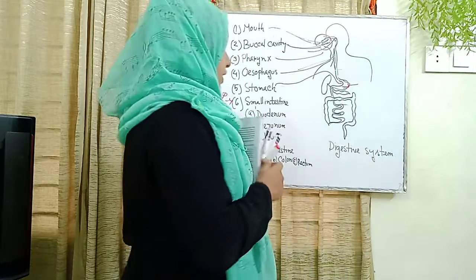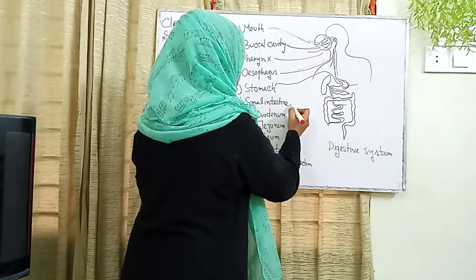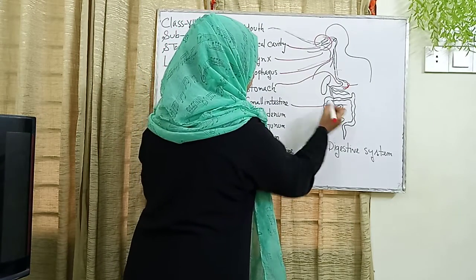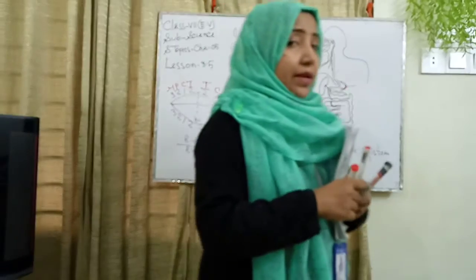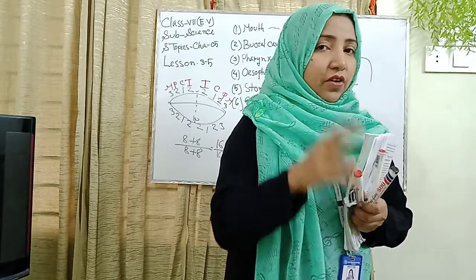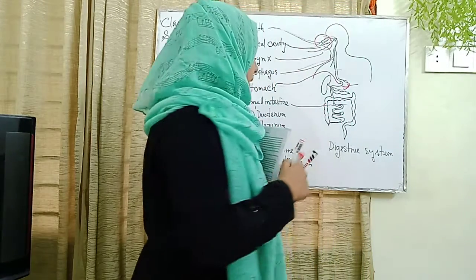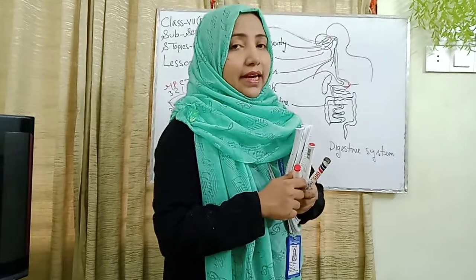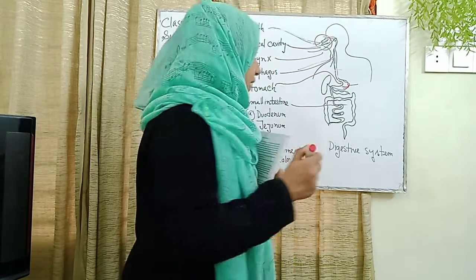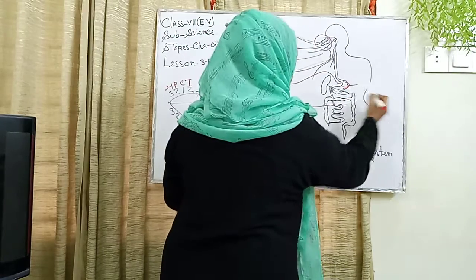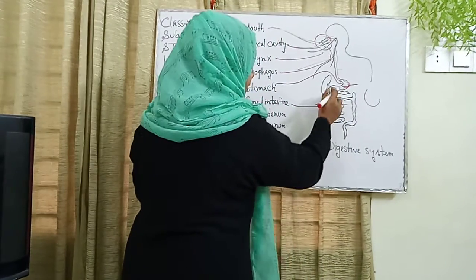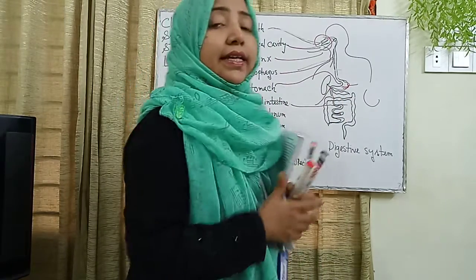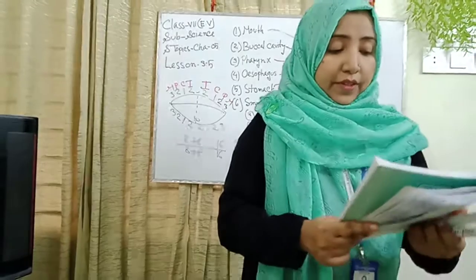Number 6 is the small intestine. Here I also see this structure is the small intestine. Basically, the small intestine also has three parts. The first part is the duodenum, the second is the jejunum and the third is the ileum. Where is the duodenum? Basically it has a U shape. Here the U shape structure, another name is duodenum. See the book.